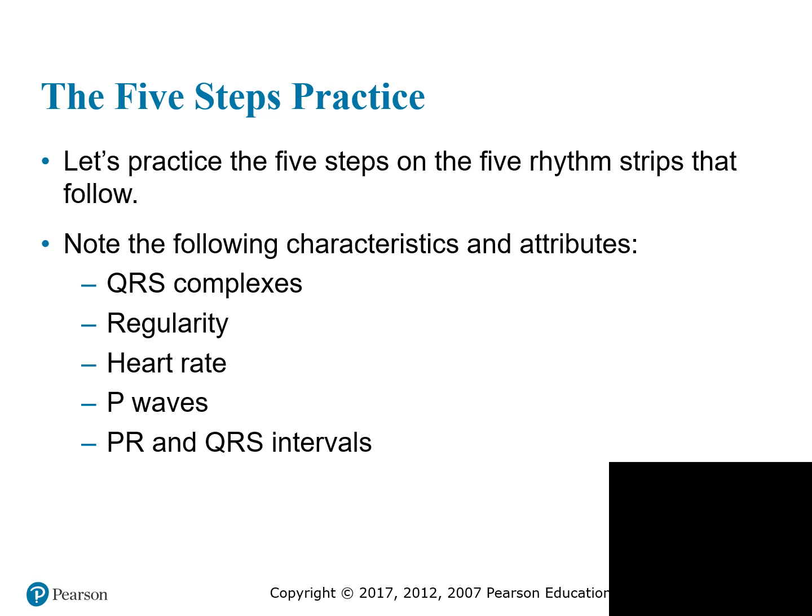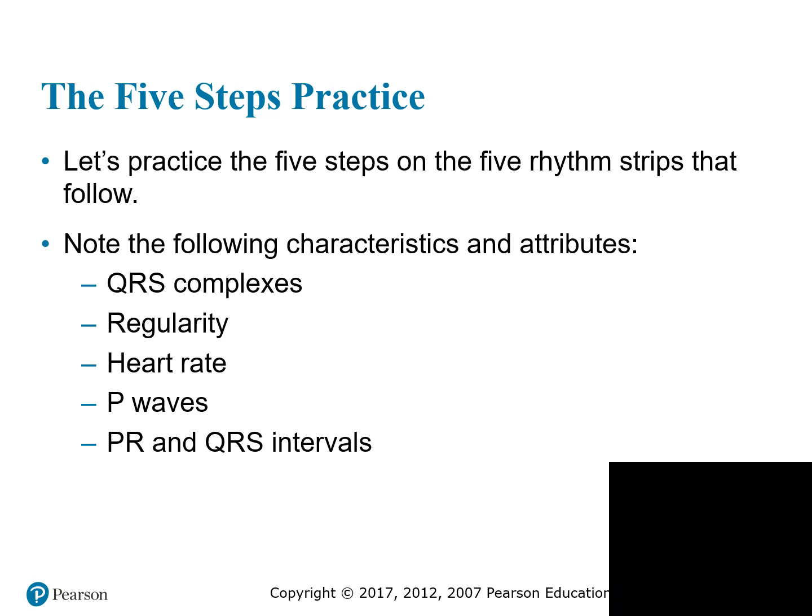So let's practice the 5 steps on how to interpret a rhythm strip. Note how the following characteristics and attributes follow. The first question we're going to ask ourselves is, first and foremost, are there any QRS complexes? Secondly, we're going to determine our rhythm strip's regularity. Third, we're going to figure out our heart rate. Fourth, we're going to see if there are any P waves. Next, we're going to figure out our PR and our QRS intervals.